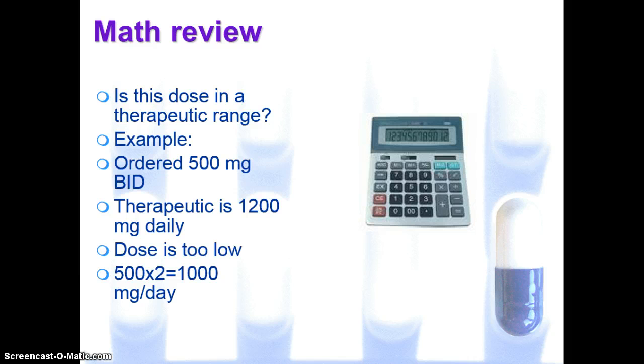So when we think about whether a medication is in the therapeutic range, we oftentimes have to take the weight from pounds to kilograms, although many hospitals now are obtaining weights in kilograms to make it much easier for the conversion of medication from milligrams to kilograms for our doses. So if we have 500 milligrams ordered BID, or twice a day, and the therapeutic level is 1200 milligrams daily, the answer is no. That dose is too low and it's not therapeutic or going to keep that person well.